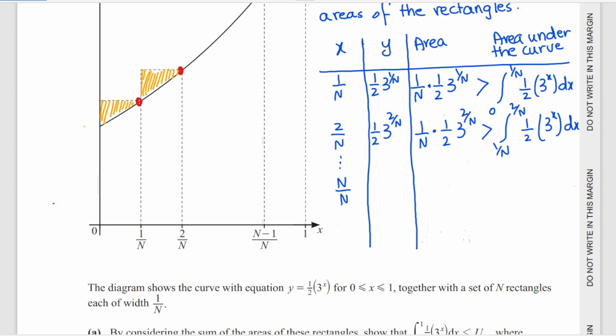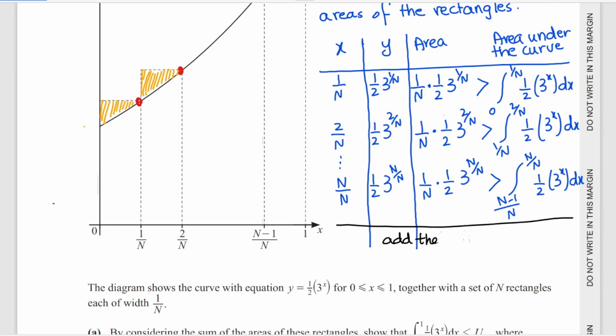Now we continue the process until we reach the last rectangle, with the last right endpoint touching the curve being n over n, which is 1. But if you keep it as n over n, it's going to keep the pattern. So here y equals half 3 to the power n over n. And then the area is 1 over n times half 3 to the power n over n, which is greater than the area under the curve from n minus 1 over n to n over n.